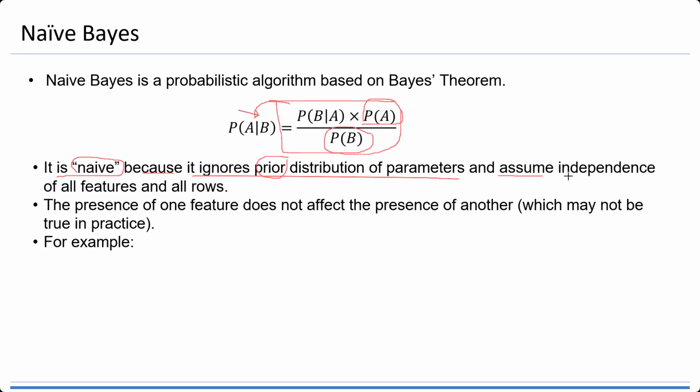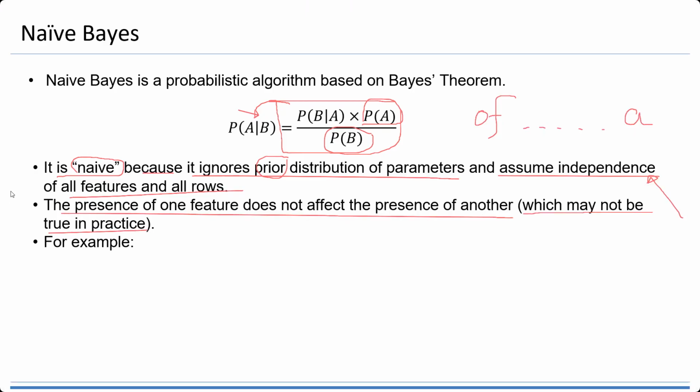And it is assumed that the features are independent, for all the features and for all the rows. The presence of one feature does not affect the presence of another. So I don't care if there is a word "is", and then somehow later there is a word "a". So there is no dependency, so we say that it is independent. This kind of condition may not be true in practice.